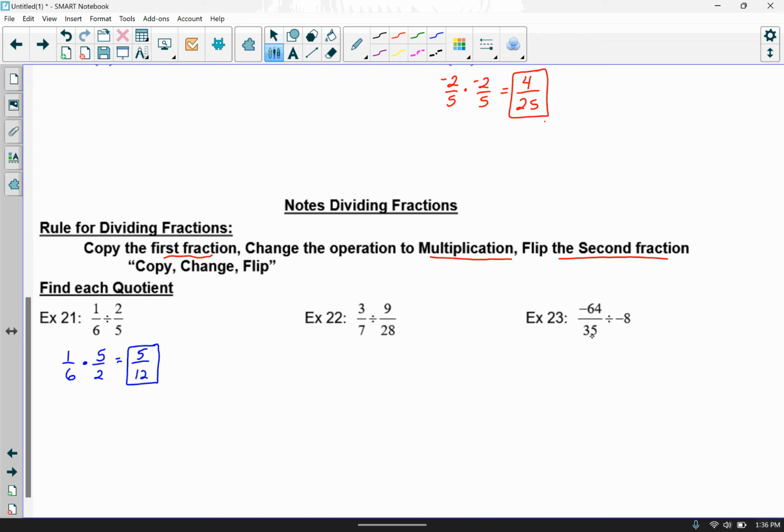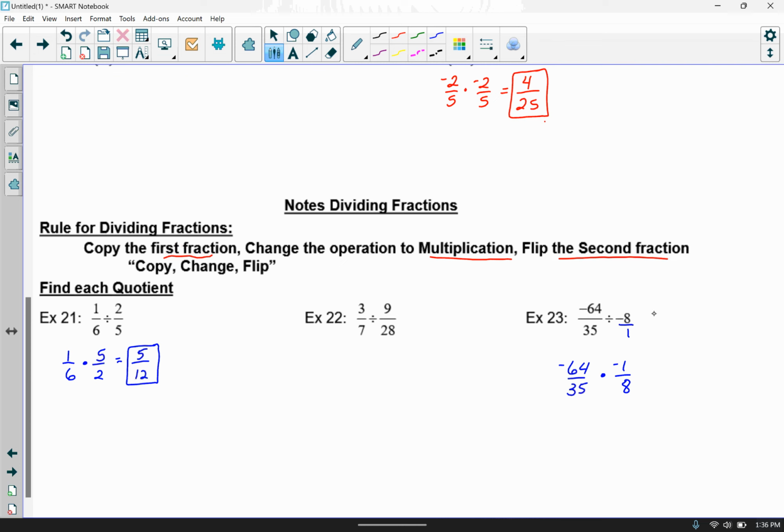I've got negative 64 over 35 divided by negative 8. Remember, if you've got a whole number, you can make it a fraction by putting it over 1. Still got to copy, change, flip. So negative 64 over 35, change to multiplication and flip it, so it becomes 1/8. You typically keep that negative up top. I know the negative is with the 8, but you just typically put the negative up top.